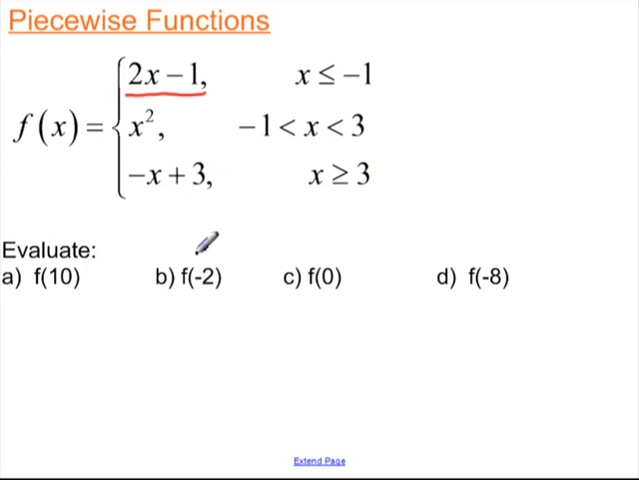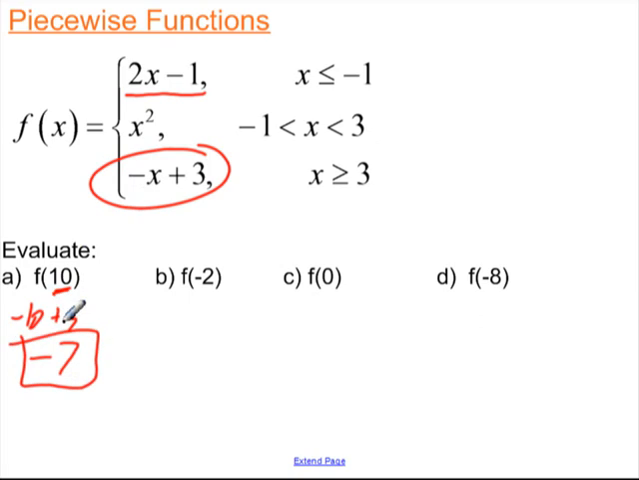So the biggest thing you want to watch out for if you're evaluating, if you're plugging numbers in, is you have to figure out which of the three you are plugging into. So if I wanted to evaluate f of 10, where would I plug that in? Well, I'm looking for an x value of 10. Well, 10 is not less than -1. It's not between -1 and 3. It is bigger than or equal to 3. So I plug it in to this one. So that would be -10 plus 3, which would give me -7.